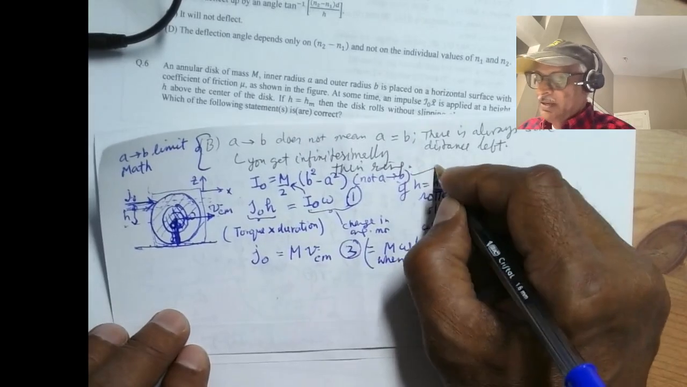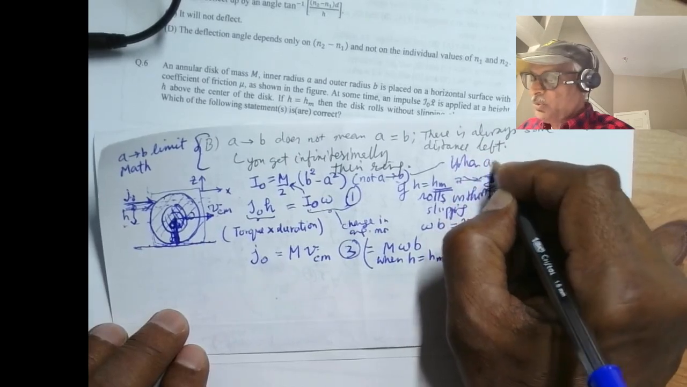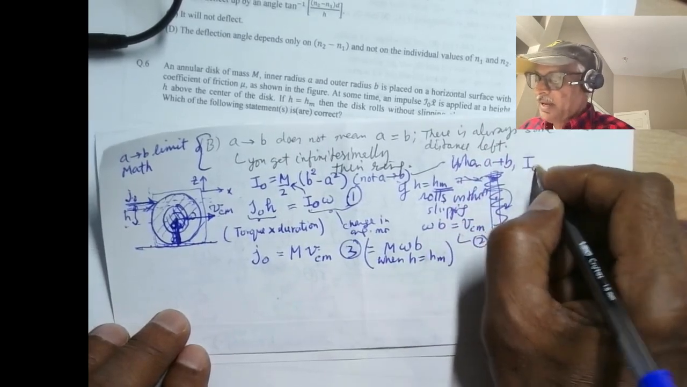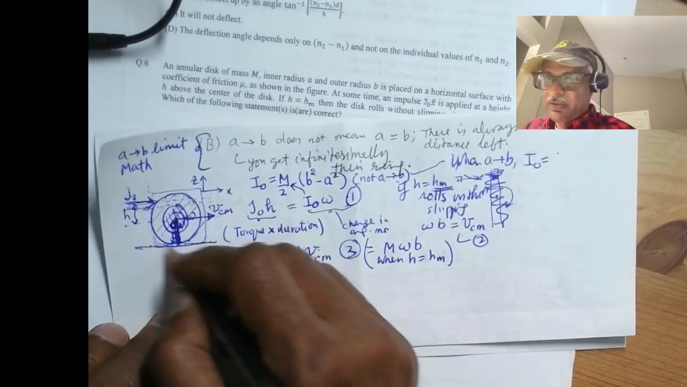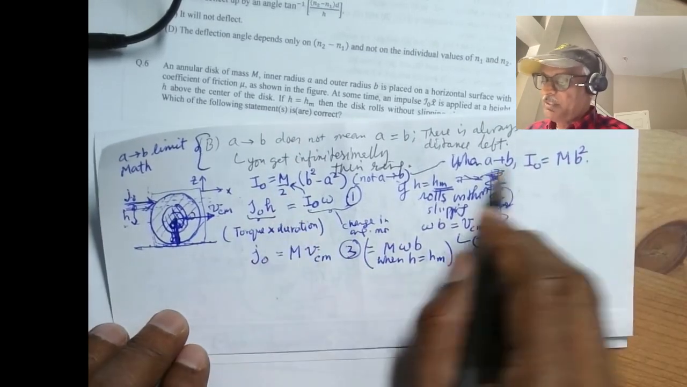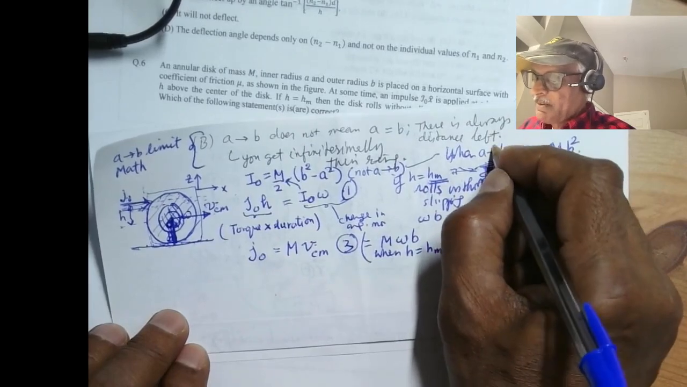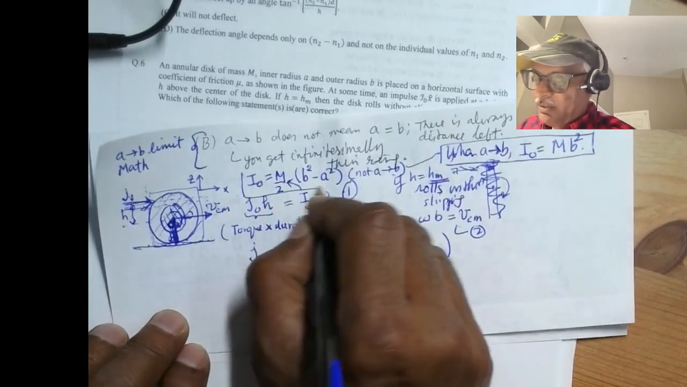Okay. Now, when A goes to B, this I0 is, everything is on the ring now. So it's going to be m b square. So the I0 has a different expression depending on whether you have this limit or just an annulus.